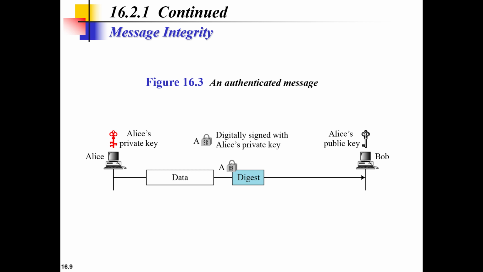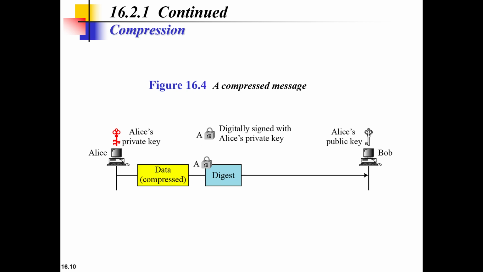And the third one is compression. This is a further improvement to compress the message and the digest to make the packet more compact. This improvement has no security benefit, but it eases the traffic.